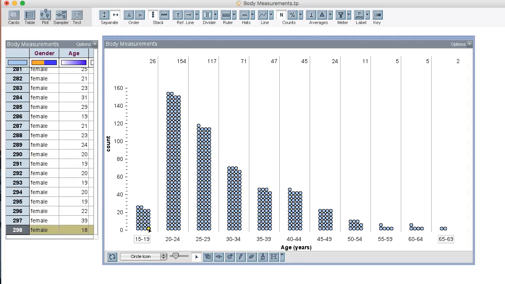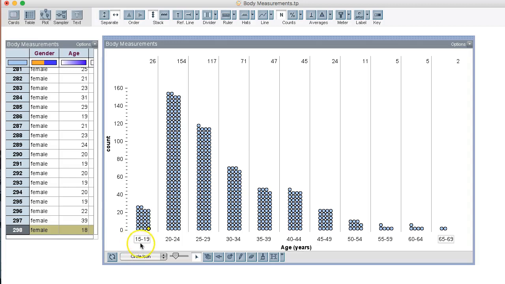Now notice that I can still see that the distribution's right skewed, but at this point I've lost the ability to see the ages of the youngest and the oldest person in the sample. And that's one of the disadvantages of binning the data, is that I can't see the minimum and maximum value. But there are advantages. By creating these bins, we can more easily see how many adults in the sample are under 30 years of age.